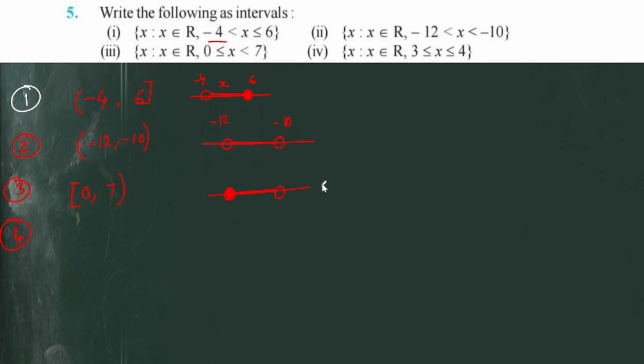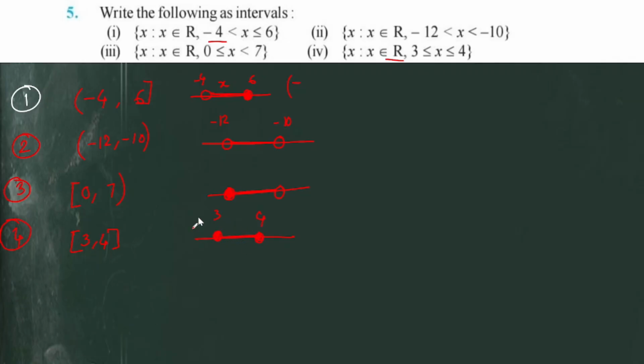So it is written already, don't need to write here. Next, x such that x belongs to R and -3 less than or equal to x less than or equal to 4. So the equal to sign is given on both sides, which means it is a fully closed interval [-3, 4]. If I represent it, this is -3 and 4. Okay.